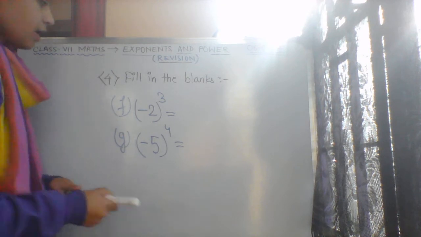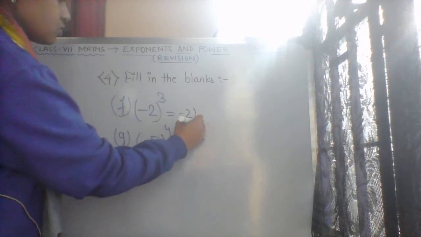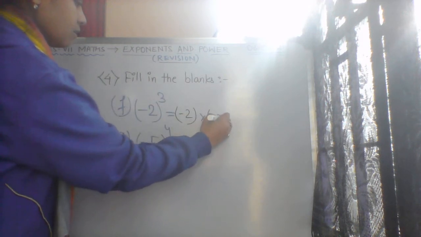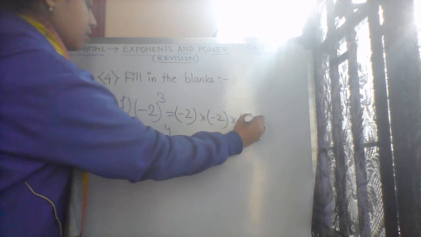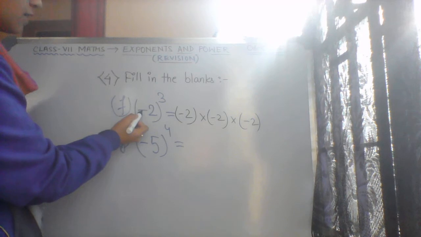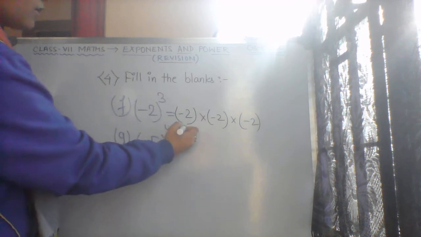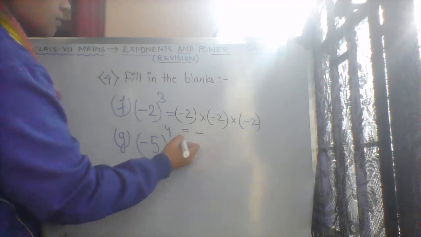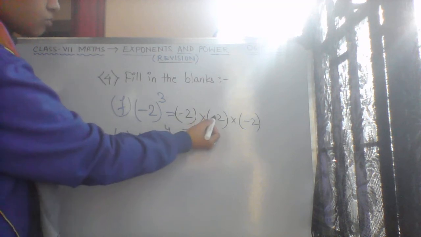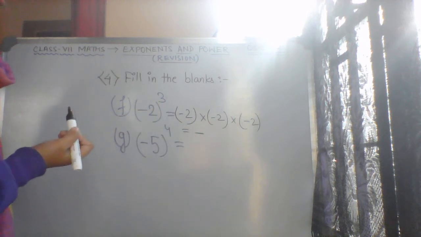So here, minus 2 to the power 3. That means minus 2 is getting multiplied 3 times. Since negative is multiplied an odd number of times, minus will be retained. You can also see over here, minus into minus, plus, then plus into minus, minus. Minus will be retained over there.